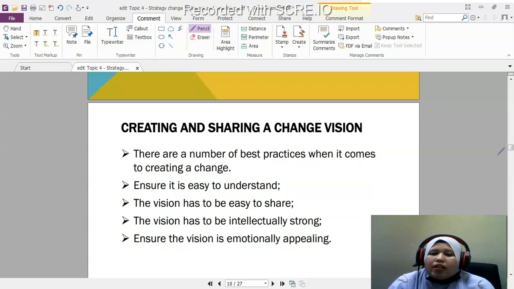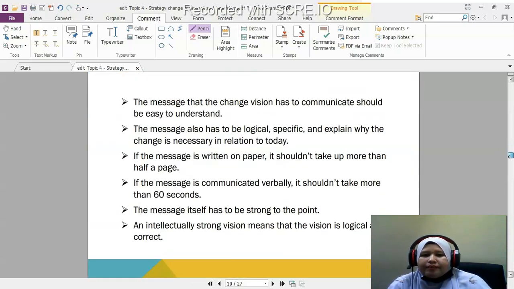There are a number of best practices when it comes to creating a change vision. It should be easy to understand. Make sure that the vision is understandable by all the employees: easy to understand, easy to share, intellectually strong, and ensure the vision is emotionally appealing. So that is creating and sharing a change vision.